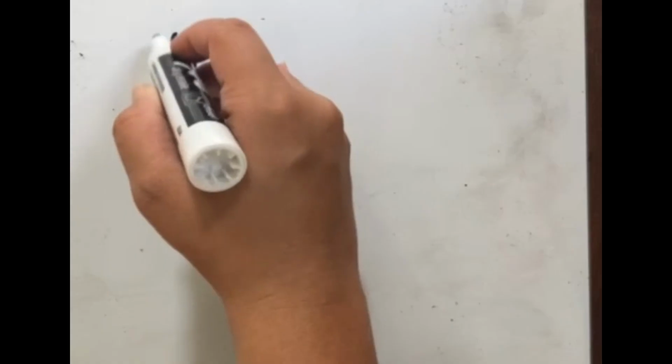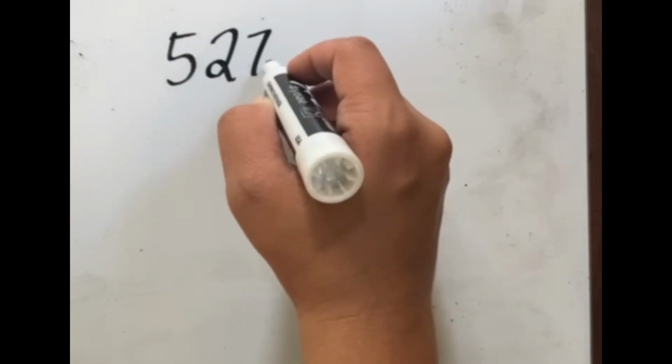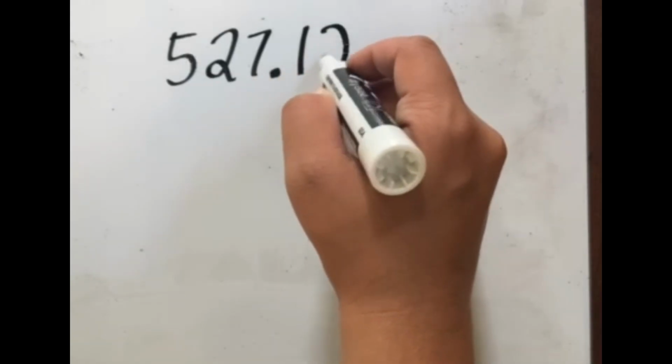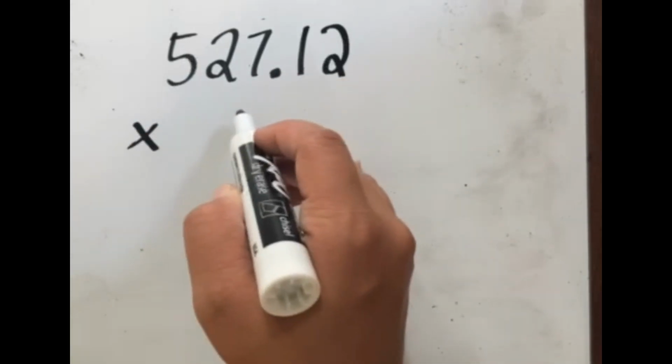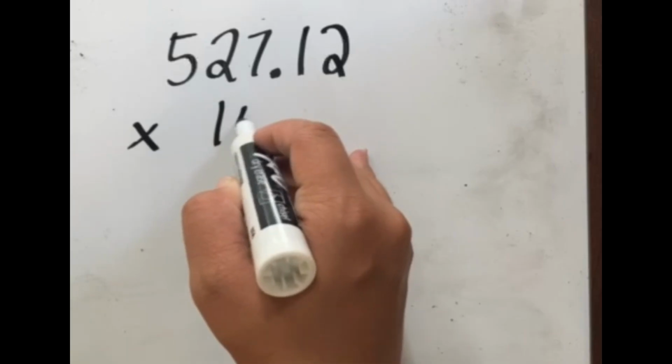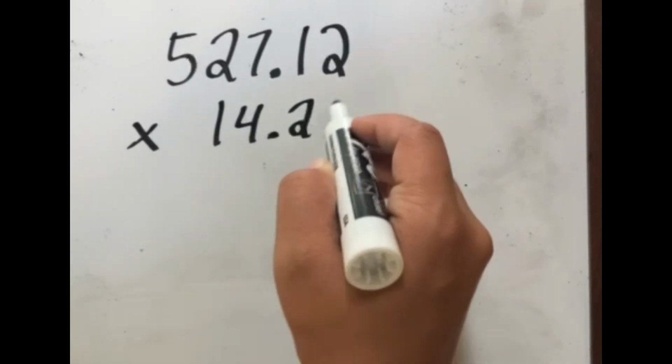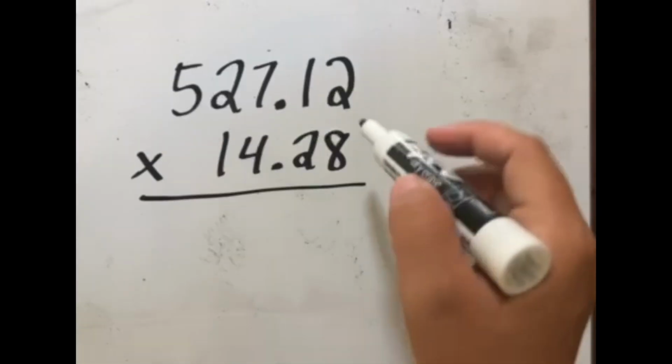I think we're ready for a more challenging problem. So let's tackle this one next. We're going to have 527.12 times 14.28. So we're going to multiply.